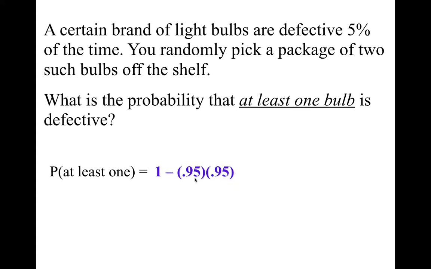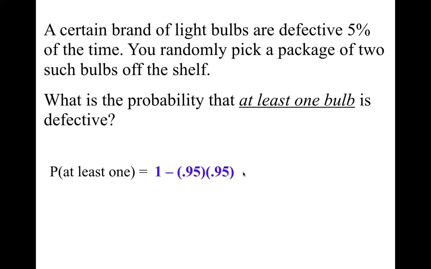Where are these numbers coming from? Again, 0.95 is the probability that the bulb is not defective. 0.95 is the complement of this number up here, guys. This is the probability of being defective. This is the probability of not being defective. And since we're picking 2 bulbs, this is how you do this. The probability of at least one bulb being a problem is 1 minus the probability of it not being a problem for 2 bulbs.